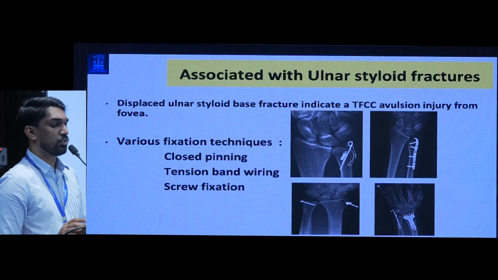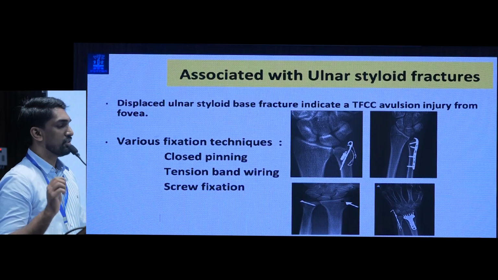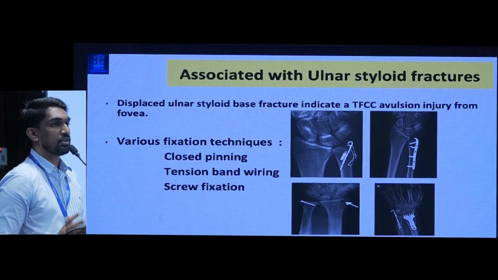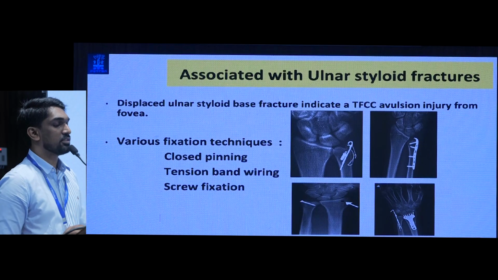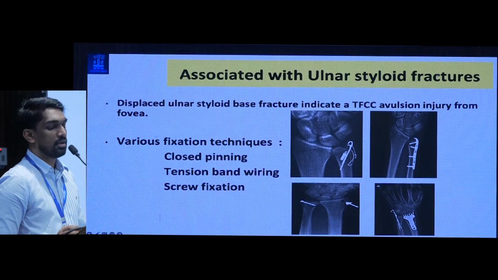So we want to know what we should do with the ulnar styloid, should we leave it? What the literature says is, if it is not fixed, there is a 60% chance of affecting the wrist movements later on. And it's ideal to fix the ulnar styloid fracture. There are various techniques described. You can do a closed pinning, a tension band, even a screw can be used to fix the ulnar styloid.